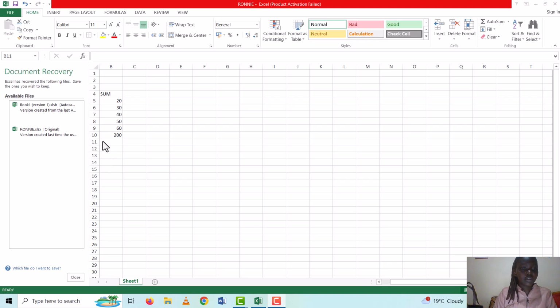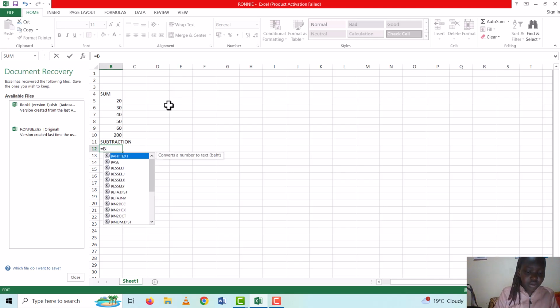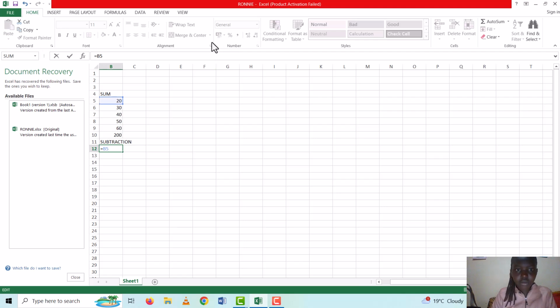So another formula is subtraction. We're still going to use this very same digit. As I earlier said, before writing any formula, it must start with an equal sign. So it's going to be B5 minus B6.